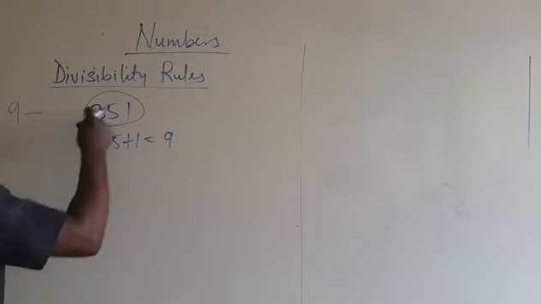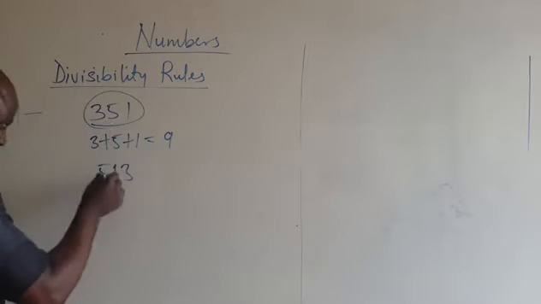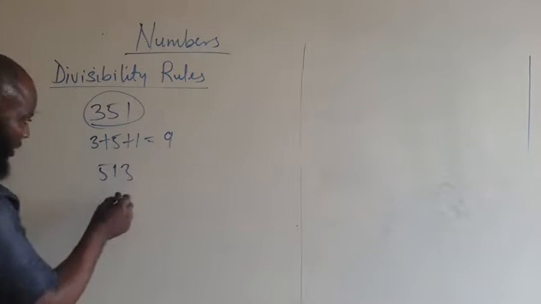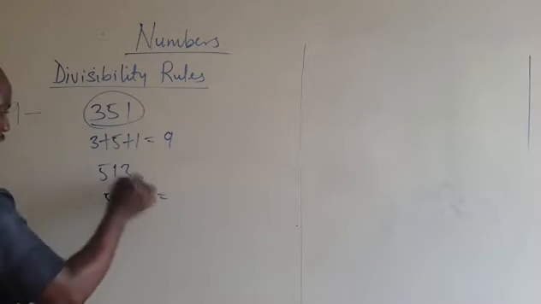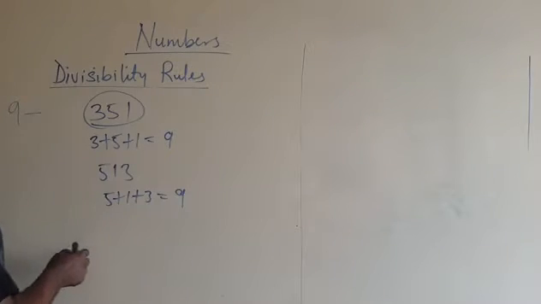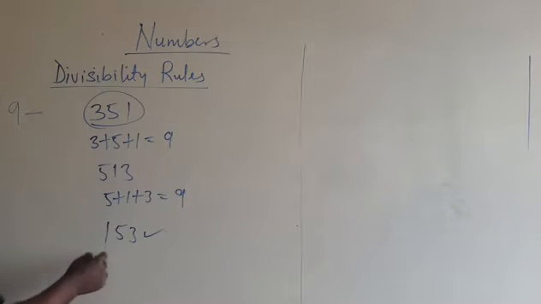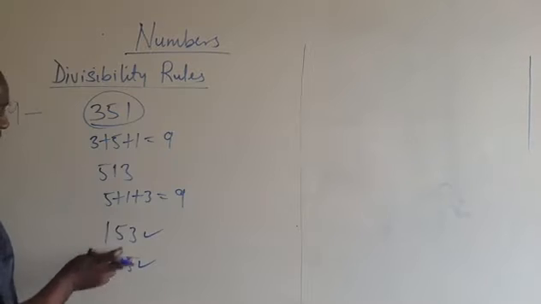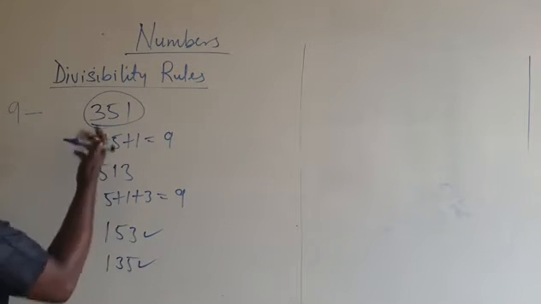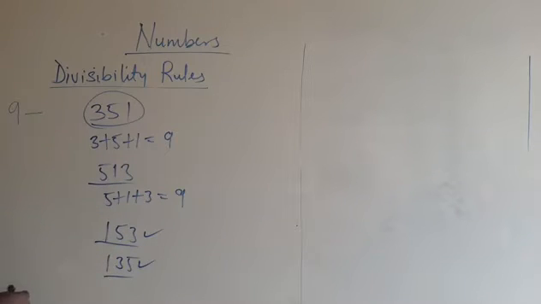But if I rearrange this now, 5, 1, 3, this number is also divisible by 9, because the addition 5 plus 1 plus 3 will also give me 9, which is divisible by 9. I can rearrange it again as 1, 5, 3. This is also divisible by 9. I can also rearrange it to be 1, 3, 5. It's also divisible by 9. Anyhow it is arranged, you still get the same thing. So all these numbers you can confirm. Use your calculator to confirm that this is divisible by 9, this is divisible by 9, and this. Right. So is that taken now? So that is for 9.